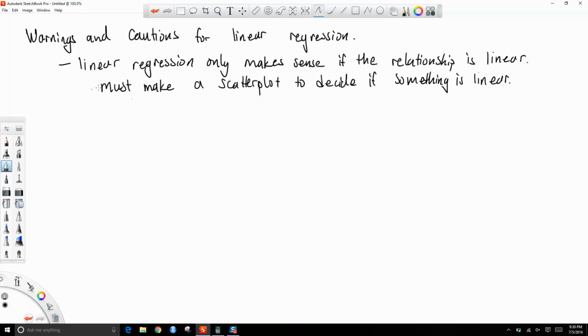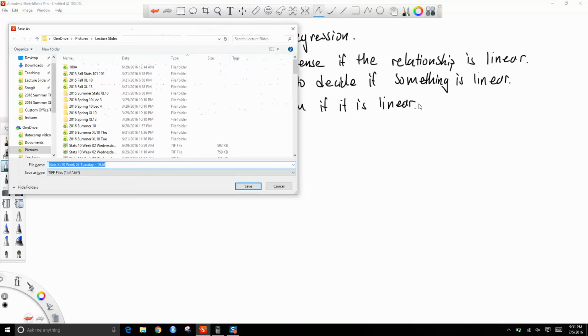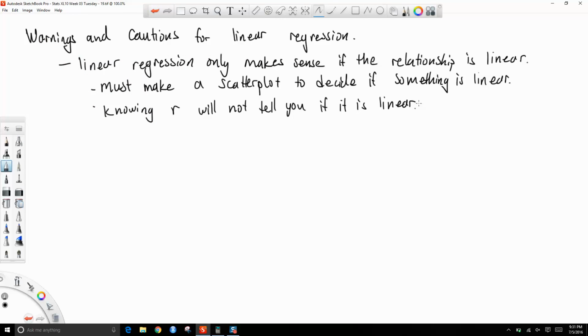All right. R, just knowing R does not tell you if it's linear, okay? The only exception is if R is exactly 1 or R is exactly -1, then it's linear. But other than that, R could be 0.99 and it's not necessarily linear.